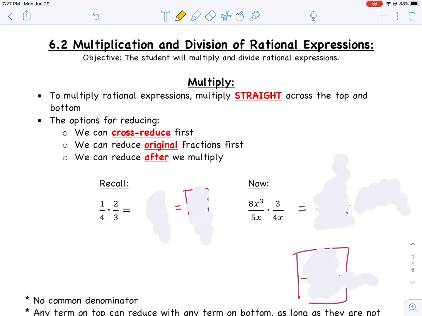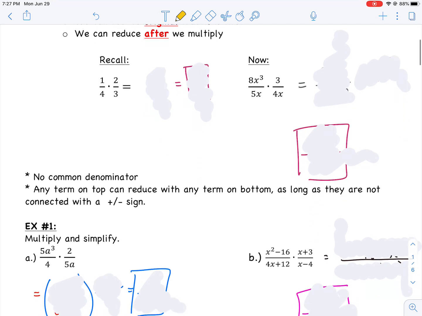Or you can reduce the original fractions first. If the individual fractions can be reduced first, then you can always do that before you multiply. Or you can reduce after you multiply. Any of those options would work, just be careful. So let's go back to just basic fractions.